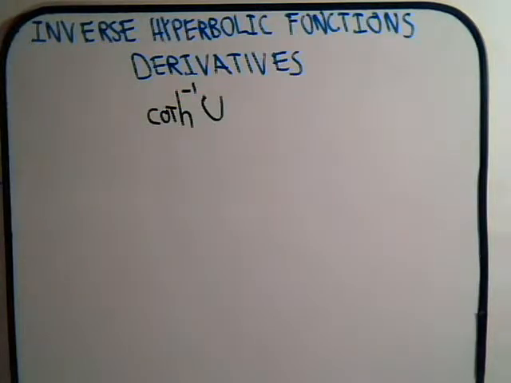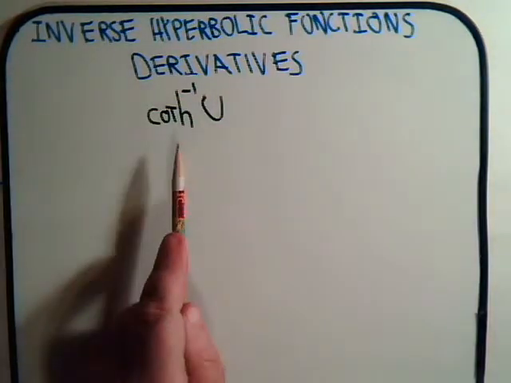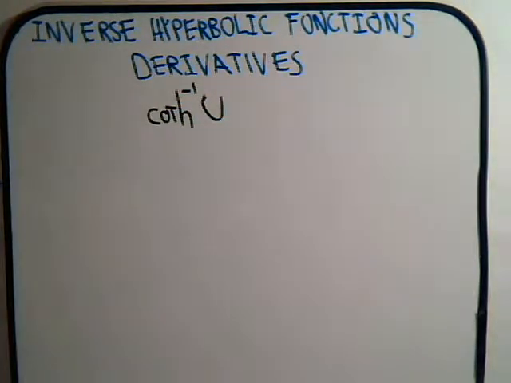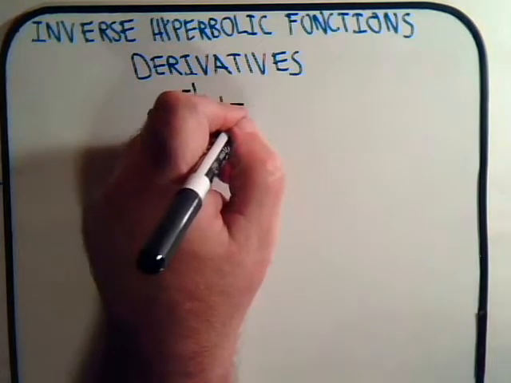Okay, in this video we're going to derive an expression for the inverse hyperbolic cotangent of u. And as you've been doing in the other videos, we do that by recalling the logarithmic form of this inverse function, and then we take the derivative of the logarithmic expression. So here we say, let this be equal to y.